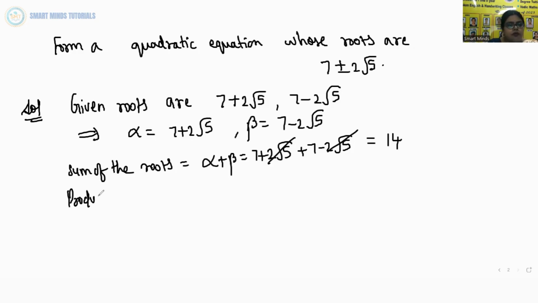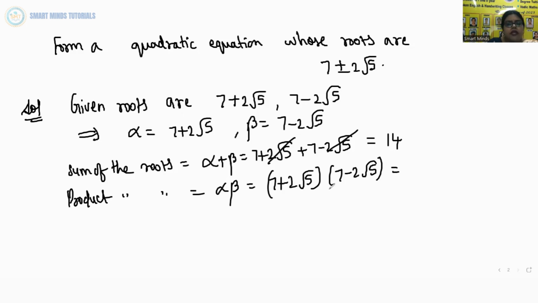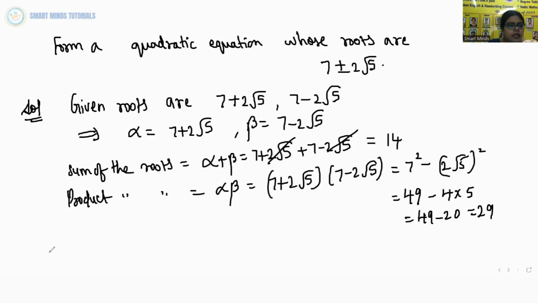Now let us find out the product of the roots. Product of the roots is alpha beta. That is 7 plus 2 root 5 into 7 minus 2 root 5. It is in the form a plus b into a minus b. Formula is a square minus b square. So 7 square minus 2 root 5 whole square. 7 square is 49 minus, how to find 2 root 5 whole square? 2 square is 4, root 5 square is 5. So that is 49 minus 20, which is equal to 29.